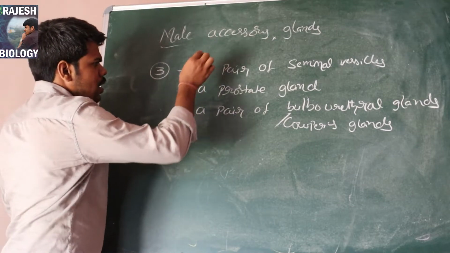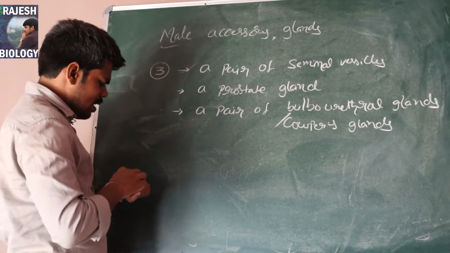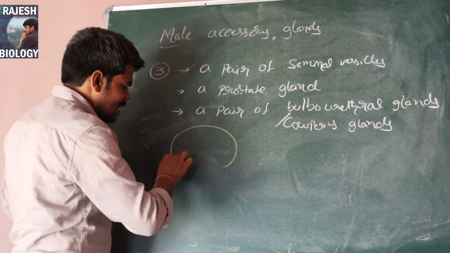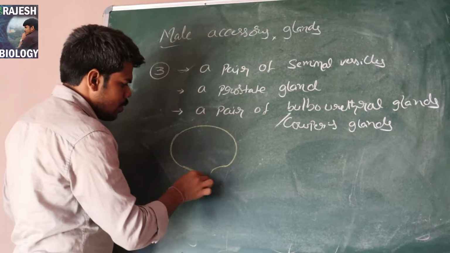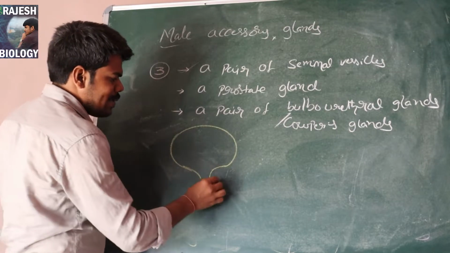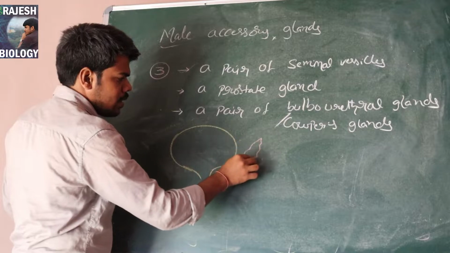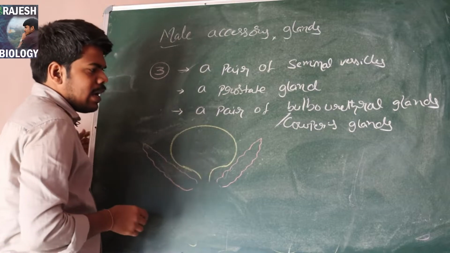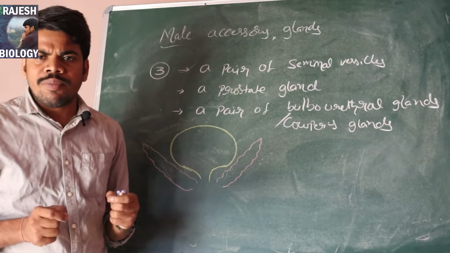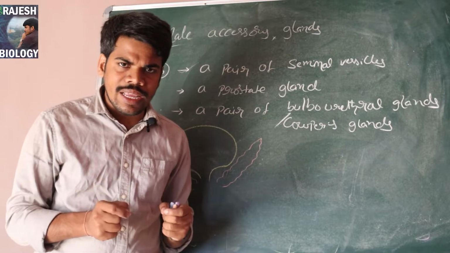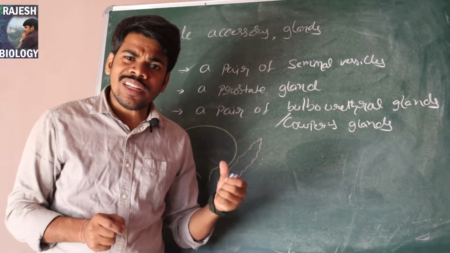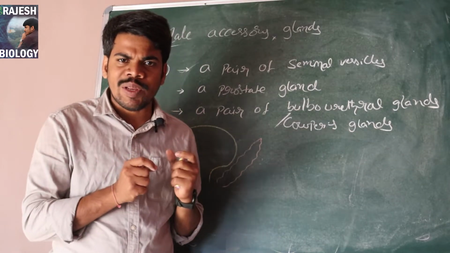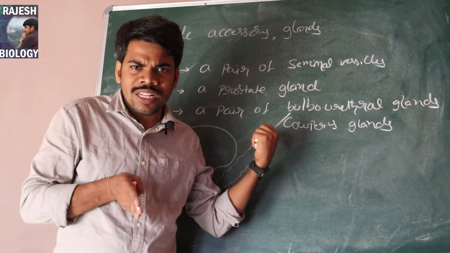Now we will discuss a pair of seminal vesicles. A pair of seminal vesicles are present on the posterior lateral sides of the urinary bladder, either side of the urinary bladder, like this. And what is meant by semen? Semen contains spermatozoa along with the secretions of all these accessory glands together. Semen means spermatozoa plus glandular secretions.